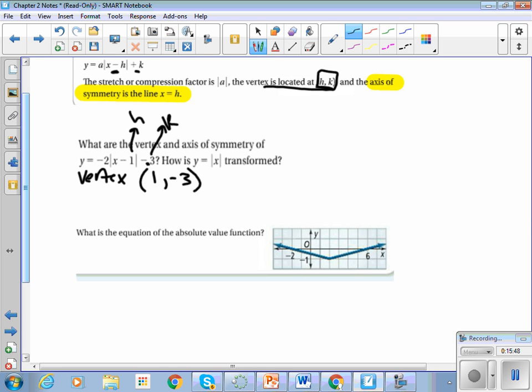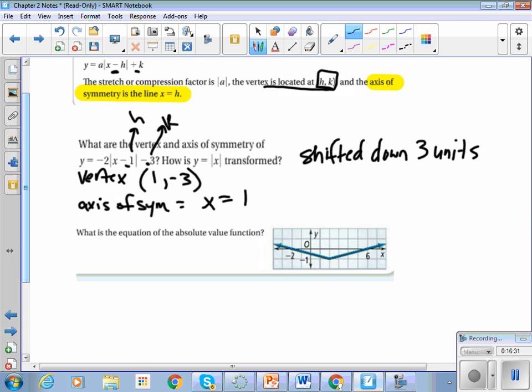And my axis of symmetry is x equals whatever our h value is, and it is 1 in this case. So that answers our first part of this question. Our second part is, how is our parent function transformed? So it's shifted down three units.